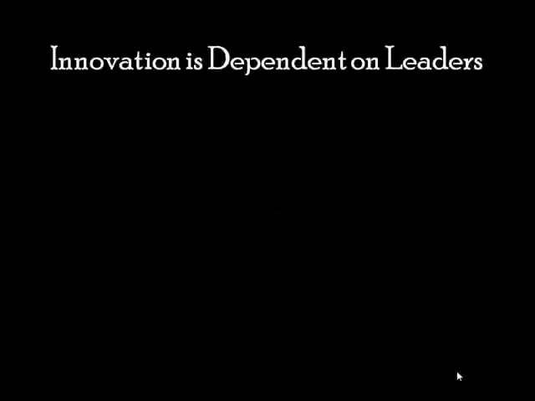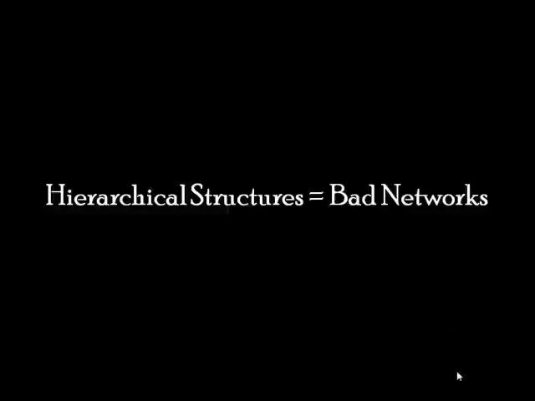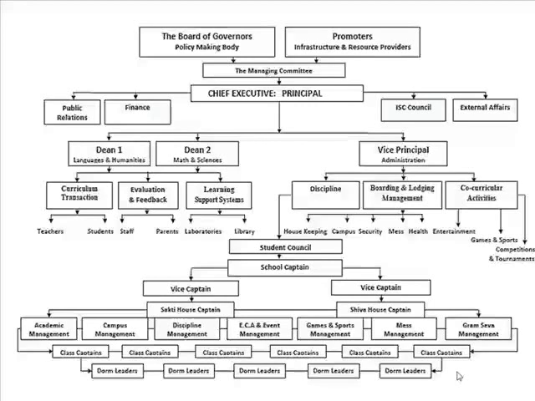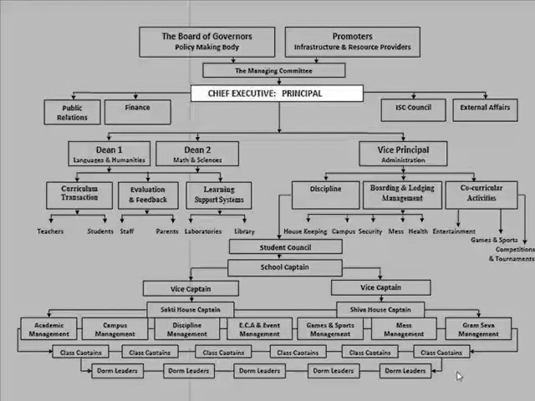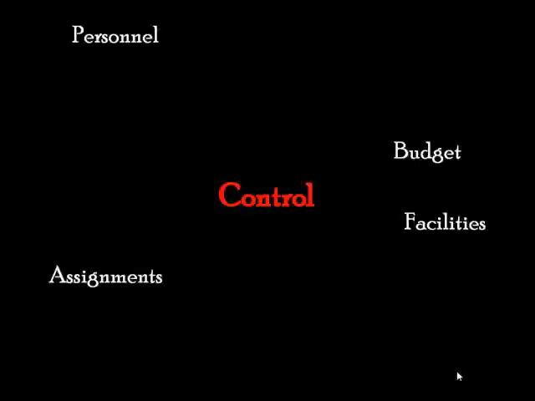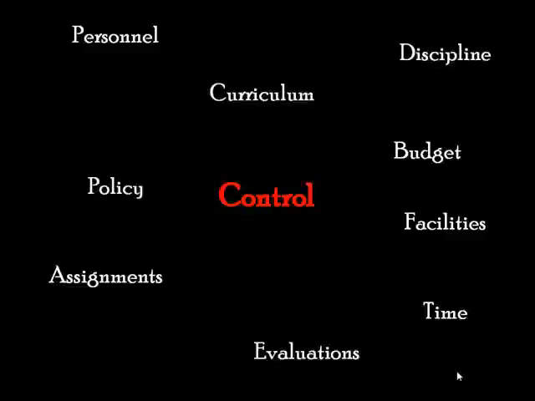Concern number 2. Innovation is dependent on leaders. Hierarchical structures are equal to bad networks. Most school structures look something like this. This network becomes incredibly dependent on this individual who connects all the other pieces of that network. And they exercise a lot of control because they sit at that place in the network. They can control the budget, the personnel, the assignments, the facilities, the time, the discipline, the curriculum, the evaluations, and actually policy. And what that all adds up to is that they can control information.